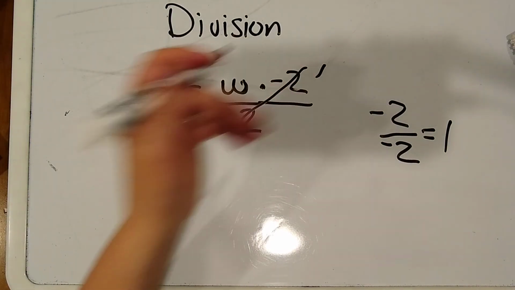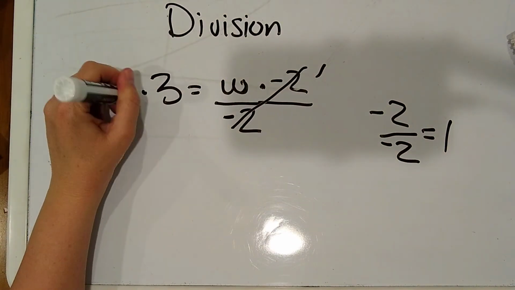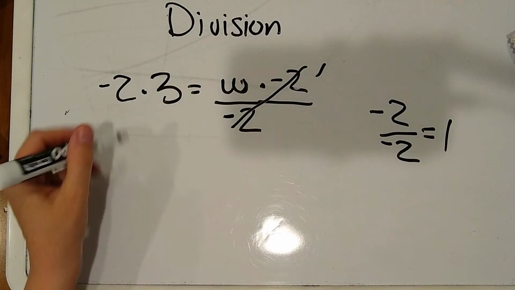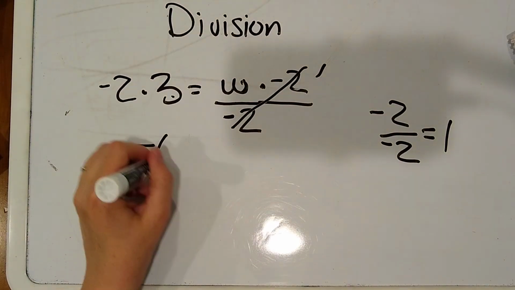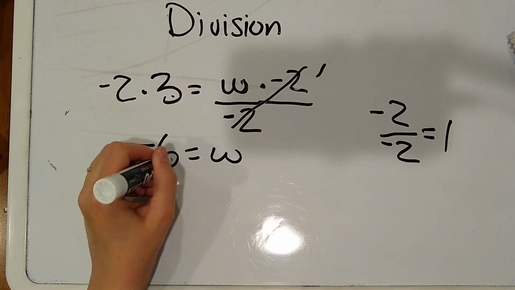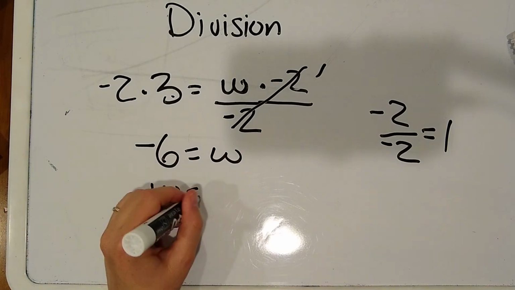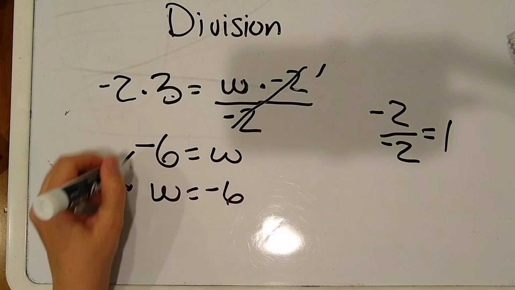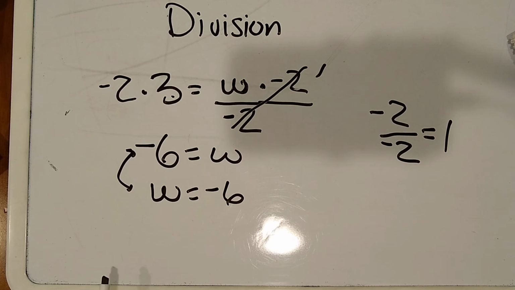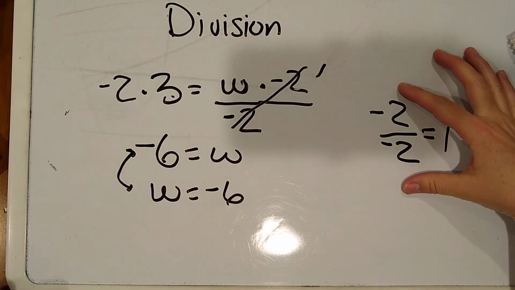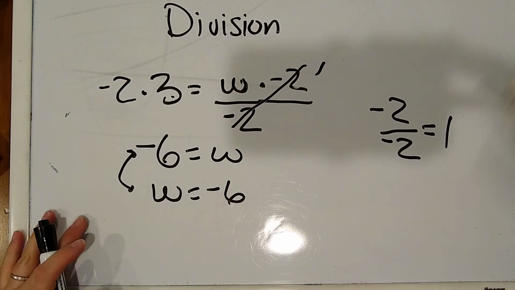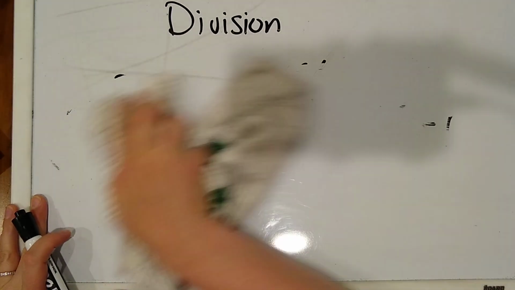And if I multiply by -2 on this side, I better multiply by -2 on that side. -2 times 3 is -6. -6 equals w, or w equals -6. They are reversible. So this is what division is: we're using multiplication to make this really beautiful fraction that actually just equals 1. Let's look at one more.